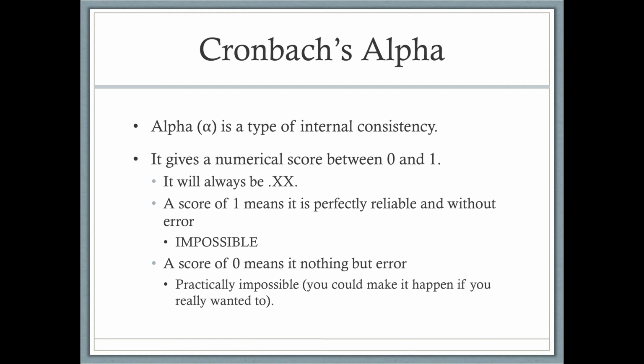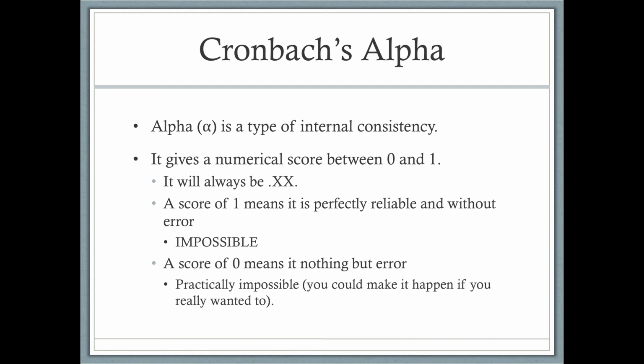It's real simple. A score of 1 would mean that it's perfectly reliable and it has 0 error. That's impossible. Remember what I said earlier, every instrument has error. So if someone came up with a 1, I think it would be impossible. If someone came up with a score higher than 1, then they really made a mistake. You cannot score higher than 1.